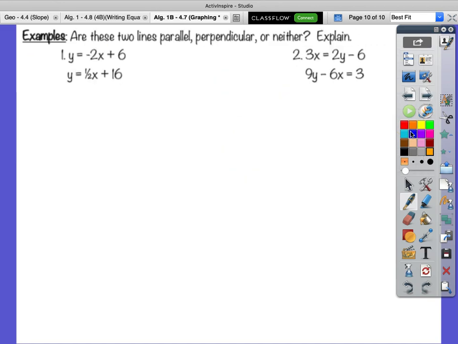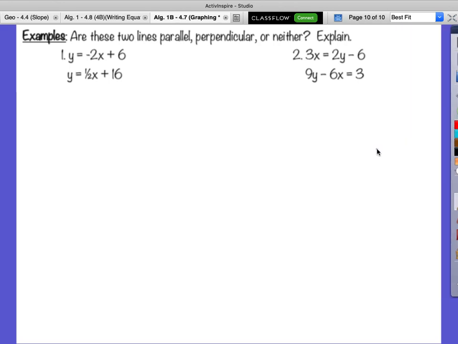Okay, let's go on to the next one, guys. We have 2 more examples and we're done, okay? Can we dial it in here for these 2? Okay. So, we're asking here, are these 2 lines parallel, perpendicular, or neither?